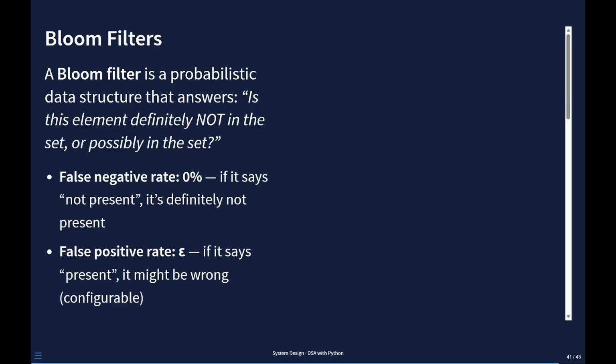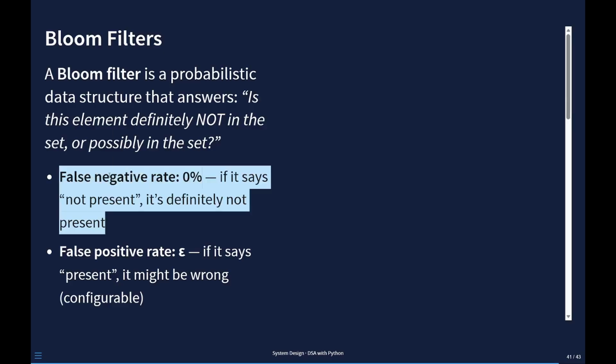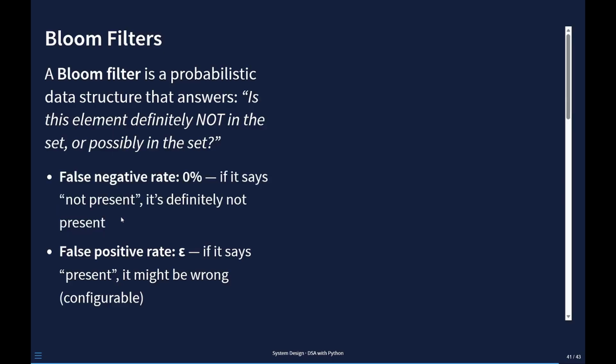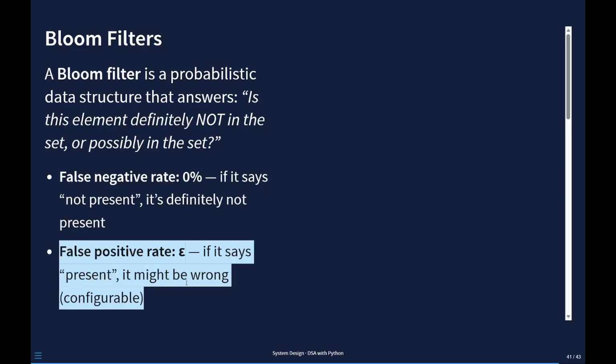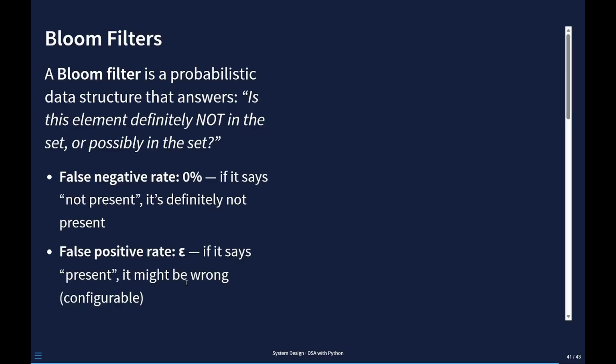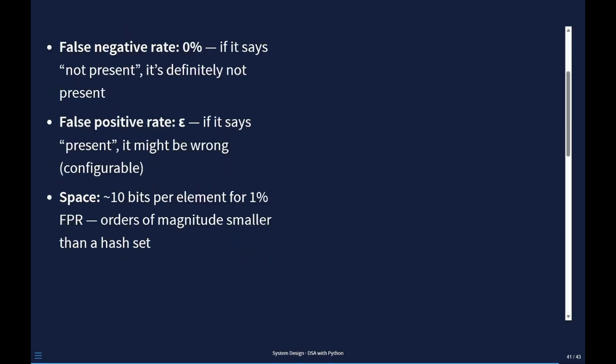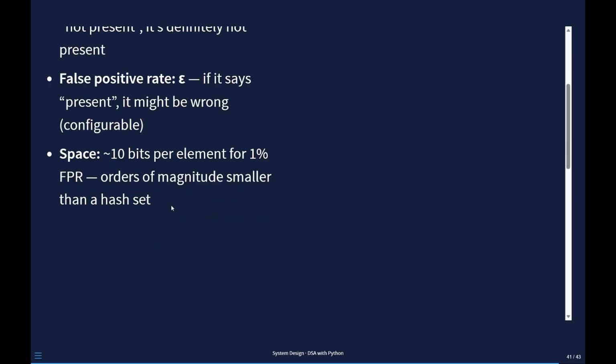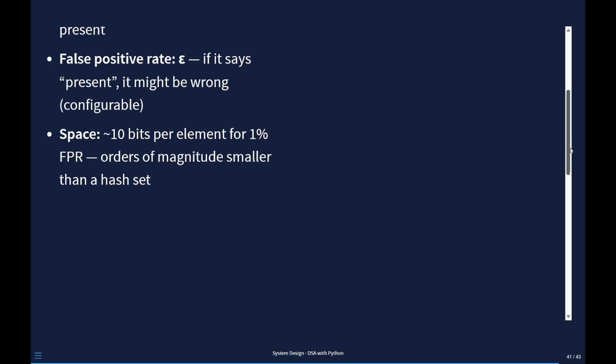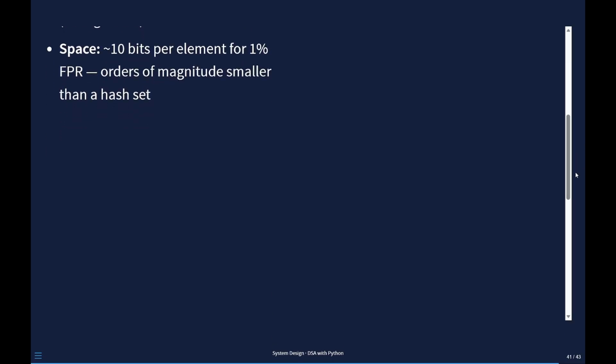2 key properties. False negative rate, 0. If a Bloom filter says an element is not present, it is guaranteed to not be present. False positive rate, configurable. If it says an element is present, there is a small probability epsilon that it is wrong. You tune epsilon by choosing the size of the bit array and the number of hash functions. Space requirement, approximately 10 bits per element for a 1% false positive rate. Compare that to a hash set storing the actual values, orders of magnitude smaller.